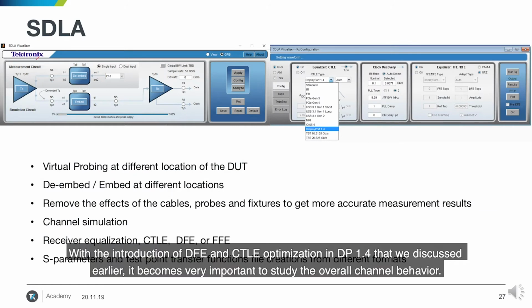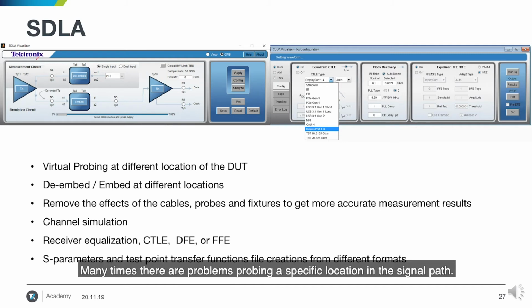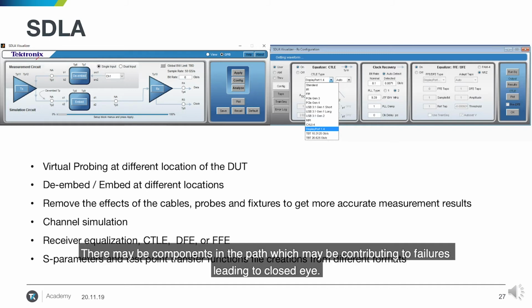With the introduction of DFE and CTLE optimization in DP 1.4 that we discussed earlier, it becomes very important to study the overall channel behavior. There is a need to simulate the worst channel and understand the effects it has on the transmitted signal. Many times there are problems probing a specific location in the signal path. There may be components in the path which may be contributing to failures leading to a closed eye.